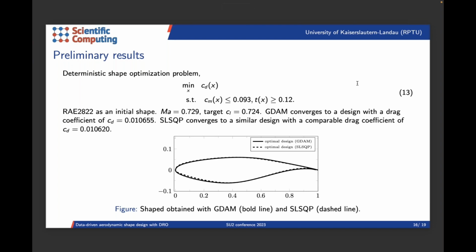Now some results. First, we consider the shape optimization of RAE 2822 in turbulent flow. We first consider deterministic shape optimization, minimizing the drag subject to moment and thickness constraints. We compare the results of GDAM with SLSQP. We see that the resulting shapes are similar, and the reduced drag values are also really close.